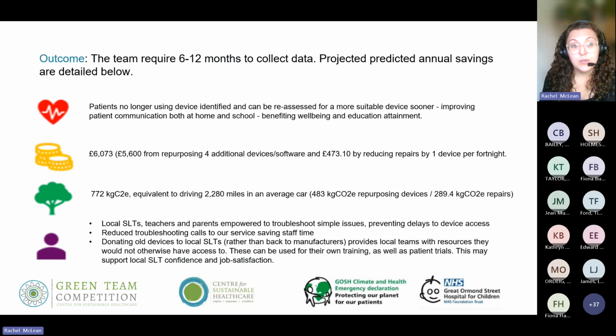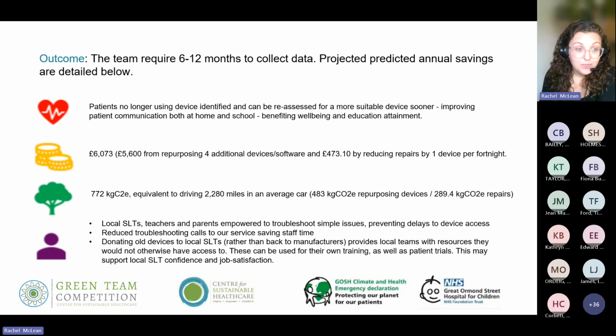a minute. So in terms of outcomes, like I mentioned, this is a really recent project from our Green Team competition. So the team only had 10 weeks to look at all of this, and they now need about 6 to 12 months to monitor how this is going and actually then collect their post-change data. So this is their projected savings, so what they're hoping to achieve based on their changes, and in 6 to 12 months we'll be able to look at whether they have achieved this or actually exceeded it or not quite met the targets they were aiming for.